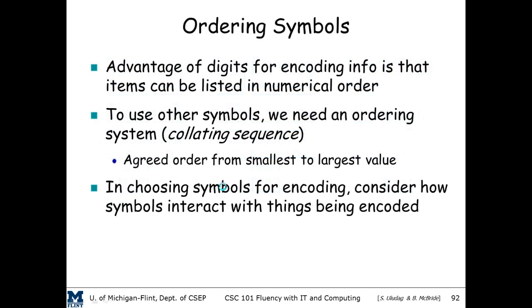Another motivation for using digits to encode information is the universal understanding of the collating sequence of digits. 2 comes before 3, but after 1, and so on. If some other symbols are used to represent information, then a collating sequence would need to be established if the information is to be placed in some numerical order. This illustrates that when you're choosing symbols for the purpose of encoding information, you should really consider how the symbols interact with the information being represented.